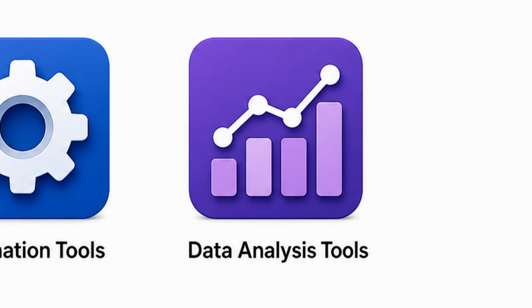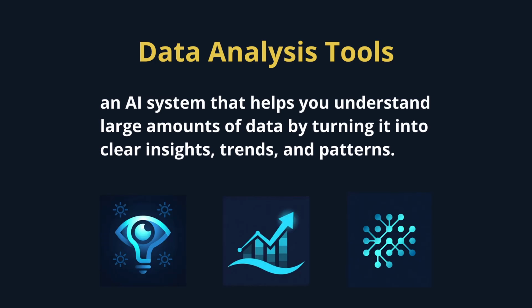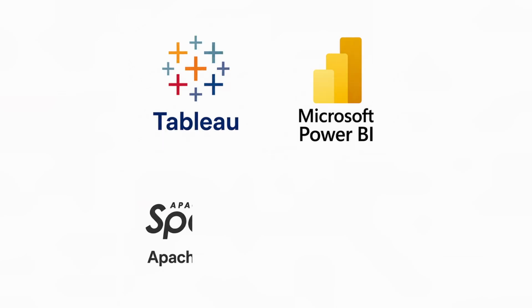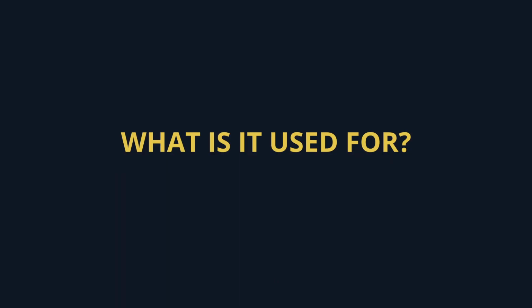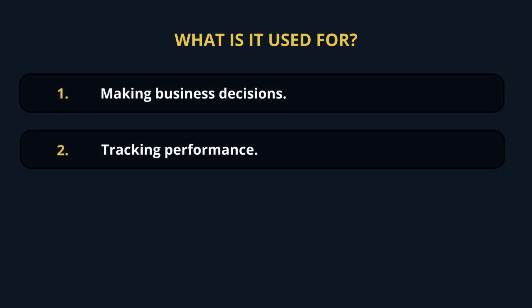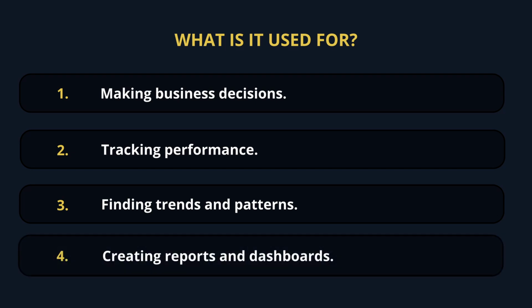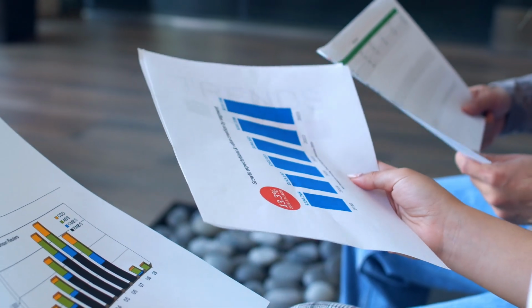Data analysis tools. A data analysis tool is an AI system that helps you understand large amounts of data by turning it into clear insights, trends, and patterns. Examples of data analysis tools are Tableau, Microsoft Power BI, Apache Spark, and IBM Watson Analytics. These tools are used for making business decisions, tracking performance, finding trends and patterns, and creating reports and dashboards. In short, data analysis tools help turn raw data into useful information that you can actually understand and use.